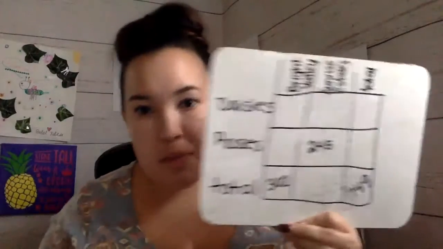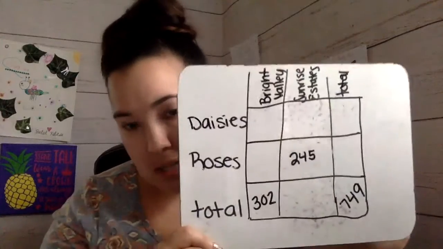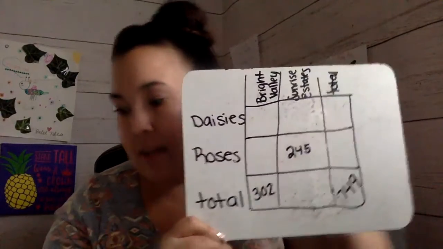Okay, so I'm going to try and explain 116 a little bit better. And you've got to kind of bear with me, because I have stuff everywhere that I'm trying to show you guys. First I'm going to start with my grid. My grid has Bright Valley, Sunrise Estates, Daisies, and Roses. And I already put in fact 1 and fact 2.